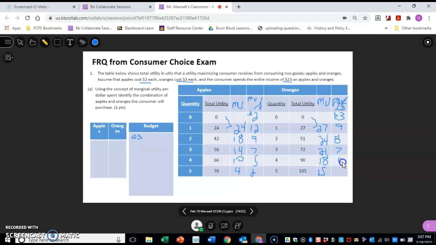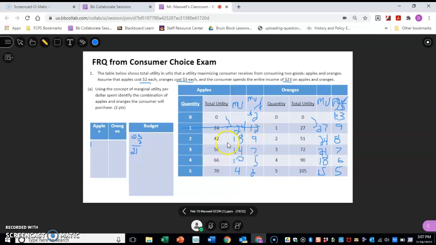7, 6, and 5. And then the way I go through this, kind of mechanically, is I'm going to choose the purchase that has the most marginal utility per dollar first. And in this case, it's the first apple because it's 12. So I'm going to buy one apple. It gives me 12 utils per dollar, but it only costs me $2, so I have to subtract $2 over here. 23 minus 2 is 21. This is going to get messy.